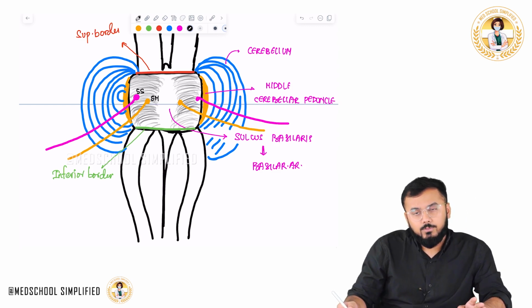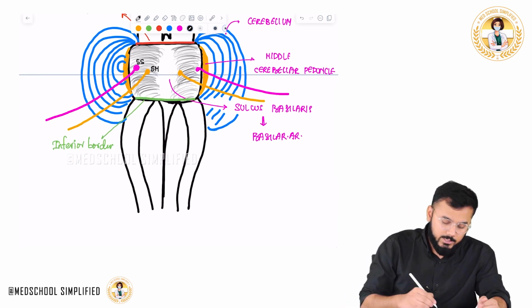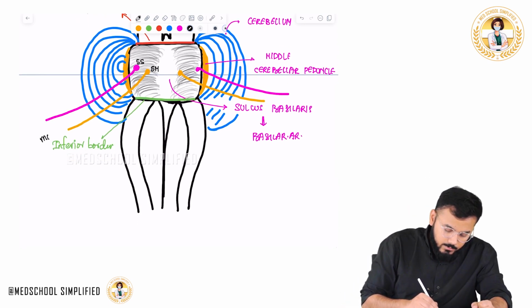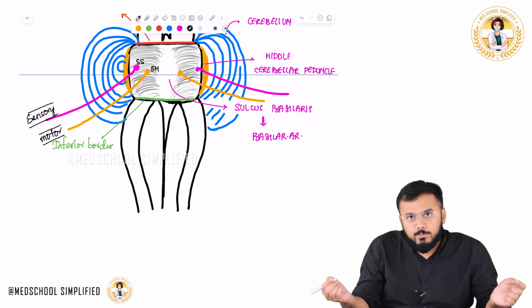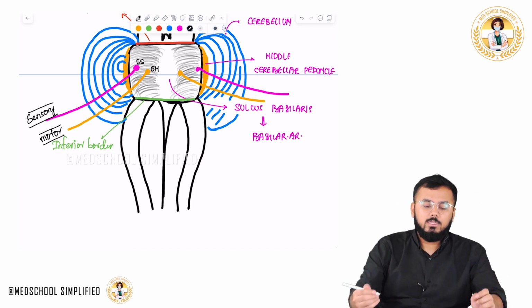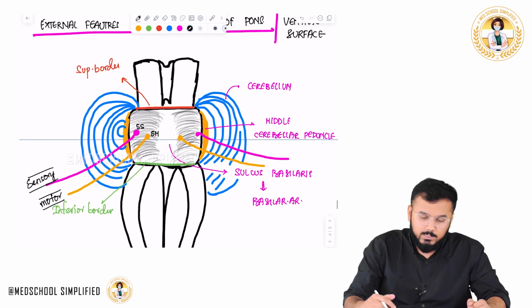What is the fifth pair of cranial nerve called? Trigeminal nerve. The trigeminal nerve has two branches: a motor branch and a sensory branch. The sensory branch is a little bit laterally located and the motor branch is a little bit medially located. The center one is called your sulcus basilaris.